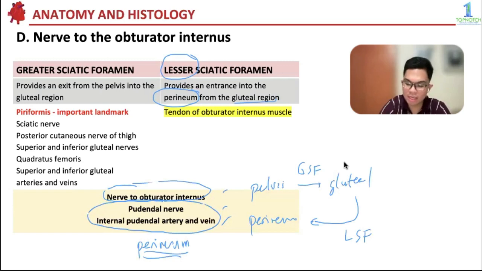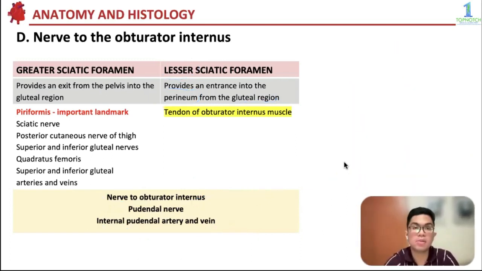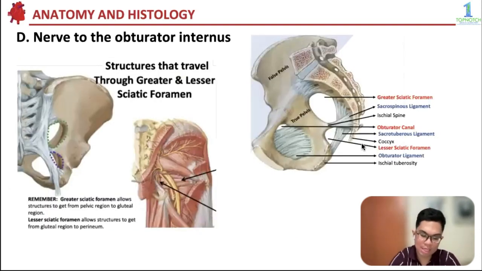Okay? Tapos ang unique is si tendon of the obturator internus. Siya lang kasi yung nanggaling sa lesser foramen, yung dumaloy sa lesser sciatic foramen only. So, galing na siya sa gluteus itself, tapos pupunta lang siya sa perineum. Okay? So, those are the differences of those structures. And again, ito lang ulit yung sinasabi kong U-turn. So, from the pelvis sa loob, lalabas to the greater sciatic foramen, ganon. And then, papasok ulit, mag-U-turn through the lesser sciatic foramen into the perineum. Okay?